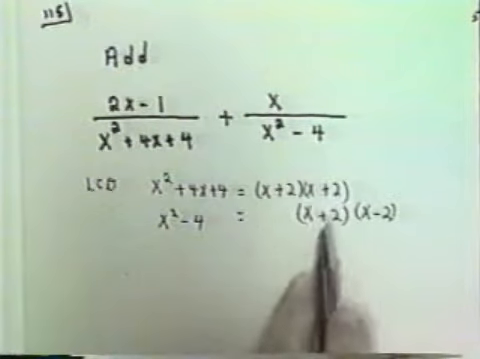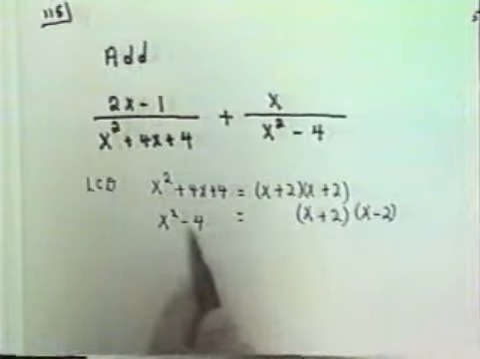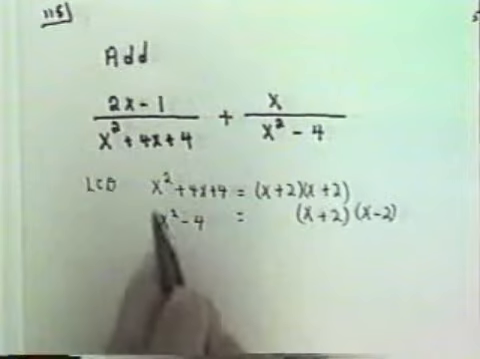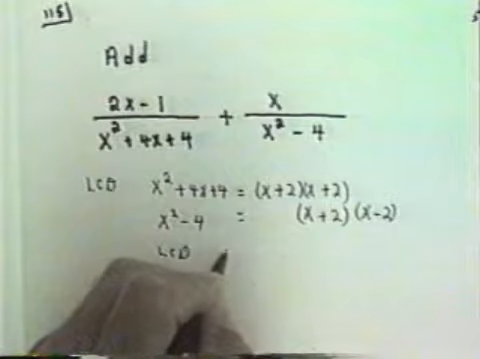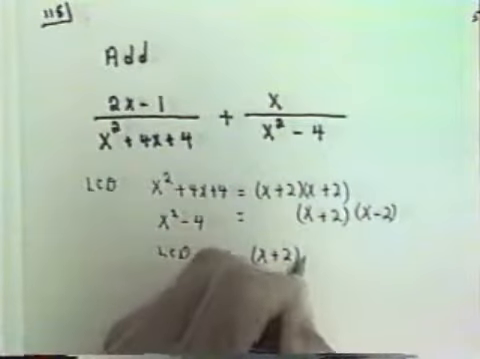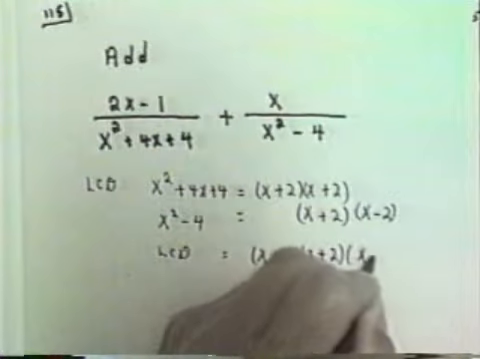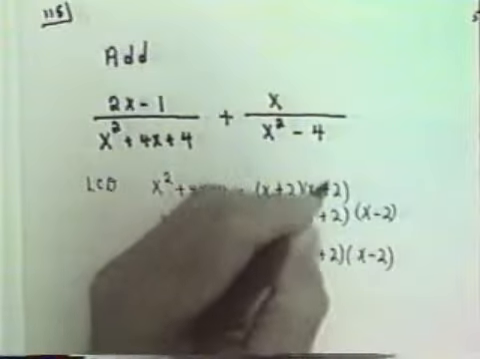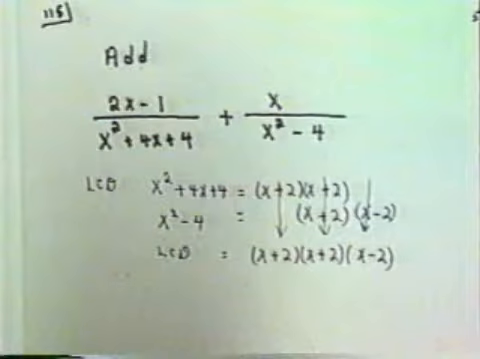So notice I line up my factors when I can. I line x plus 2 from the x squared minus 4 with one of the x plus 2's from the x squared plus 4x plus 4. So my LCD is going to be x plus 2 times x plus 2 times x minus 2. Notice I'm just coming down, and that will always give you your least common denominator.